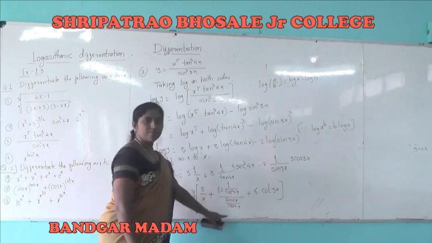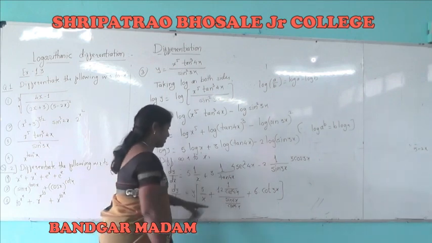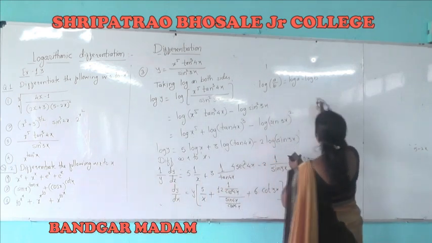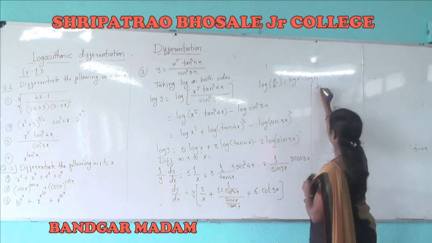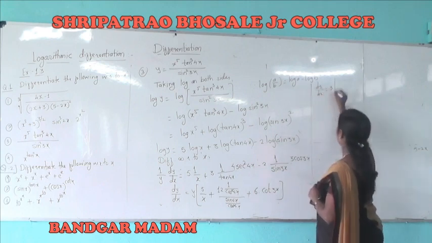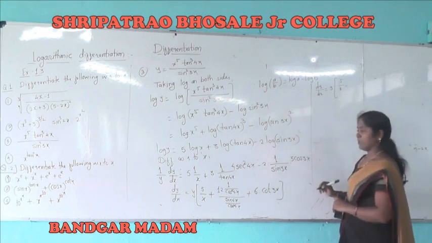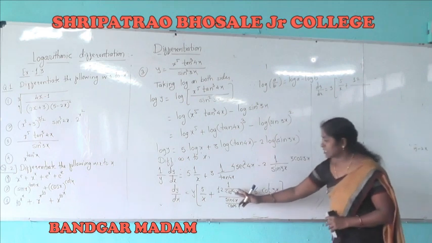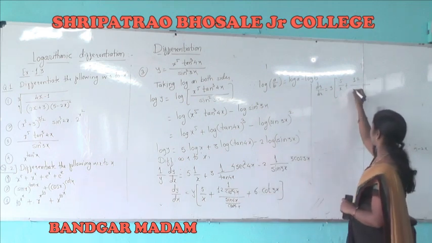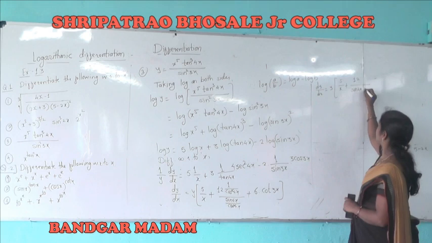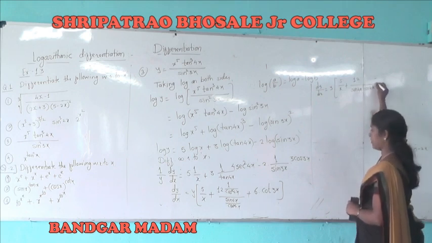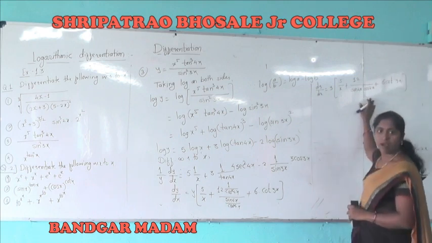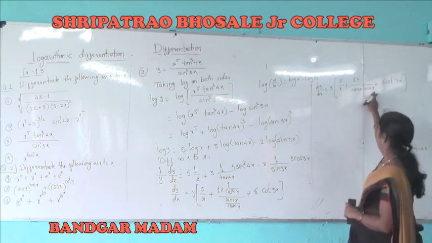Now we can cancel one cos and write it as, you can get the further simplification. dy by dx is equal to y into 5 by x plus 12 upon cos 4x, one cos remains, so it will be multiplication for sin. This is sin 4x into cos 4x plus 6 cot of 3x.